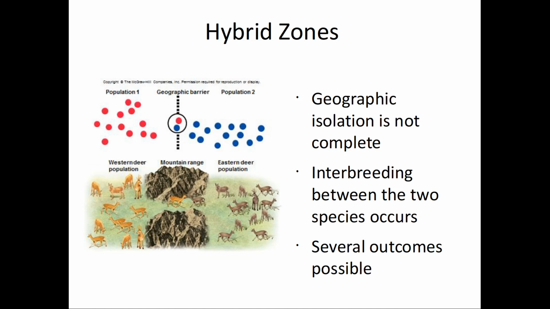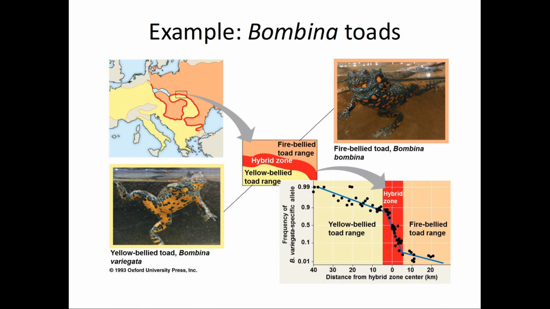Now, when you have geographic isolation, you can have places in between where these two populations meet, right? So you have maybe a little bit of gene flow between these two groups, and you have possibly some hybrids or some species in between that are visible.